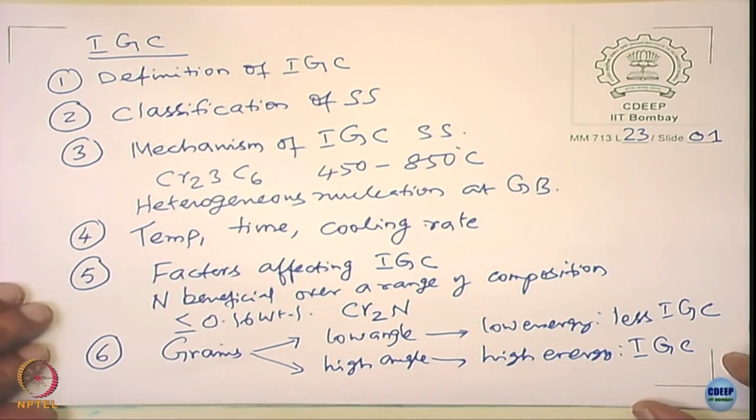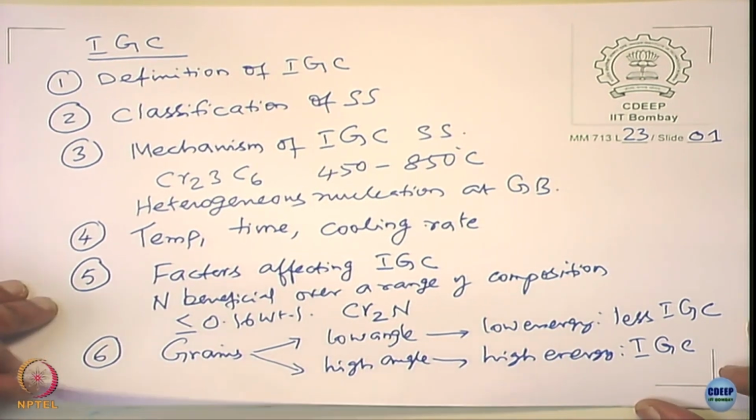So we did not of course go into detail about the definition of high angle and low angle, but I just say that twin boundaries are supposed to be low angle grain boundaries. So if you have twins in the austenitic stainless steel, the twin boundaries will resist the formation of the chromium carbide, and so the sensitization process.